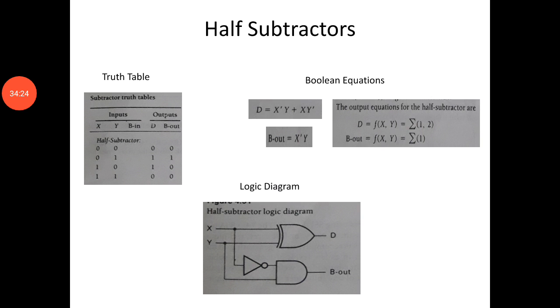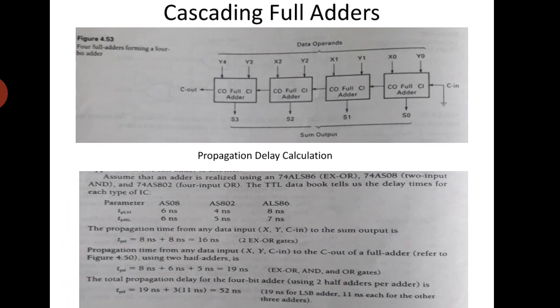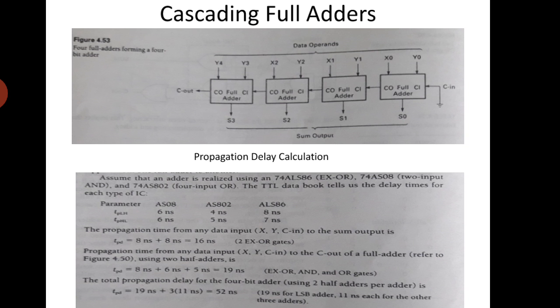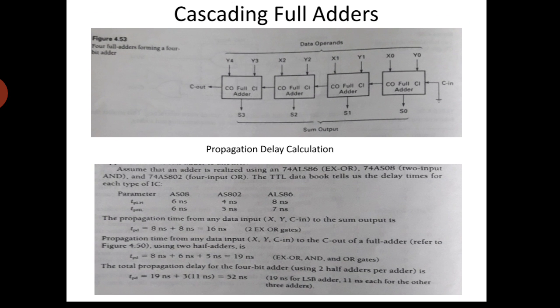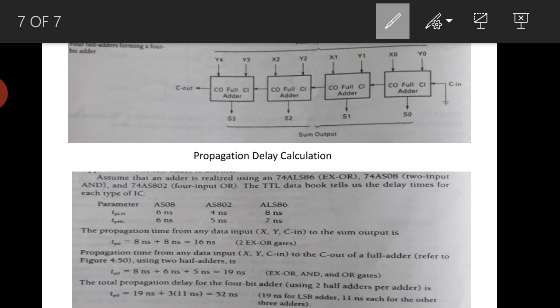Okay, so now after seeing adders, the basic adder, half adder, full adder, and half subtractor, full subtractor, there is one more we call the cascading full adder. Cascading means combining full adders. As we see in the diagram here, this is one full adder, one full adder, one full adder, one full adder. So there are 4 full adders.